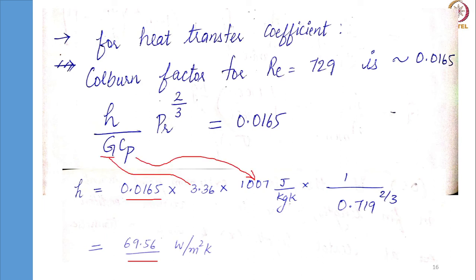We need to be careful while plugging the values with respect to their units. So the Prandtl number is also given, 0.719 for air, and the heat transfer coefficient comes out to be 69.56. So this is also fairly reasonable, for heat transfer coefficient during forced convection would be somewhere around 10 to 100 watt per meter square Kelvin. It's not a hard and fast rule, but I'm just saying that heat transfer coefficient of about 70 watt per meter square Kelvin is reasonable for air during forced convection.